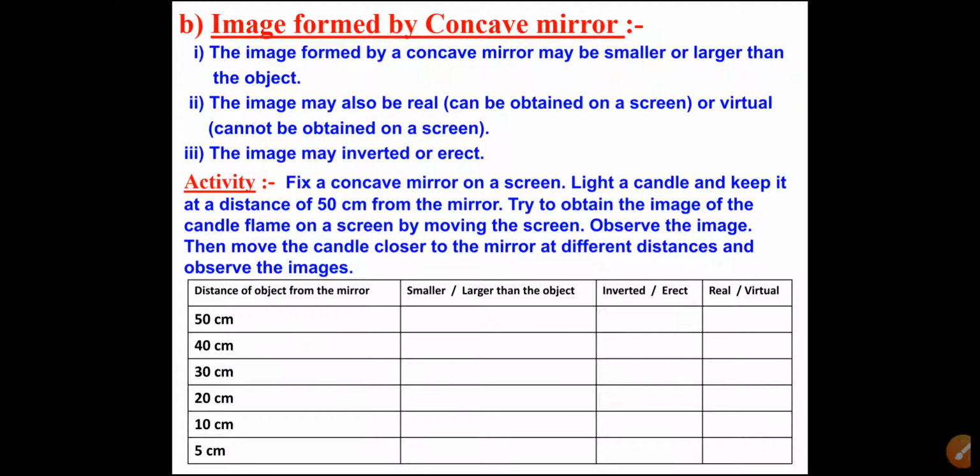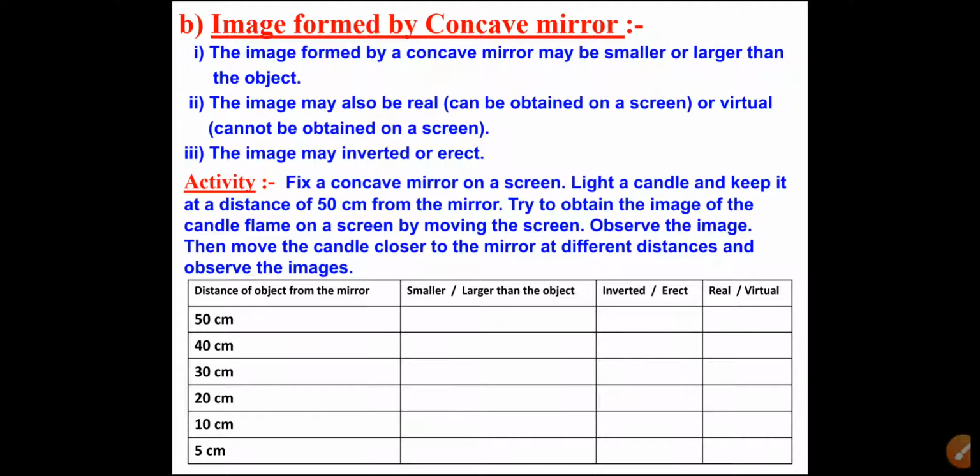Now, images formed by concave mirror. Spherical mirrors are curved mirrors, and if the inside curve is reflecting, then it is a concave mirror. If the outside curve is reflecting, then it is a convex mirror. But the characteristics are different.